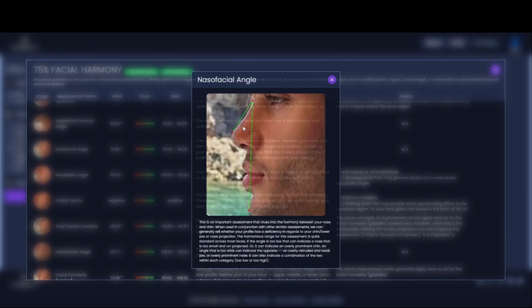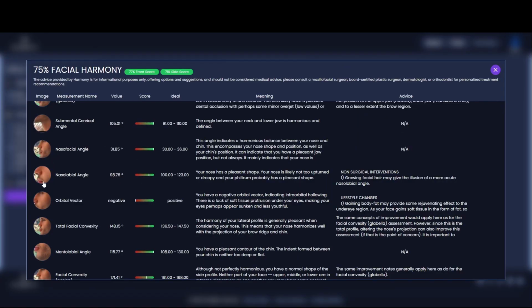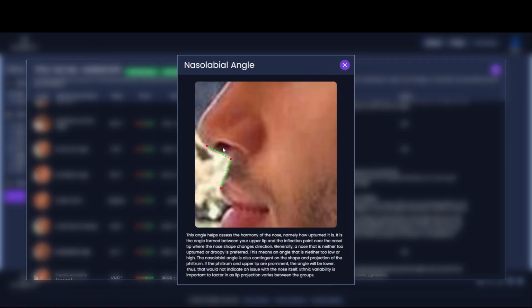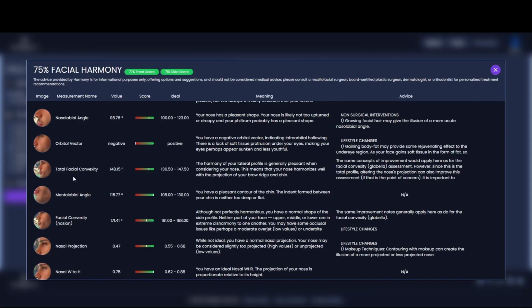And this assessment, the nasofacial angle, indicates that he has a good harmony between his nose and his chin. So I would agree with that. Visually, he does seem to have a good nose relative to his chin. It's not overly prominent or anything like that. And he also has a good nasolabial angle here. He does seem to have a negative orbital vector, which just means that there's some hollowing underneath the eyes. And his eyes may be a little bit more protrusive, but it's very minor. That's not a big deal.